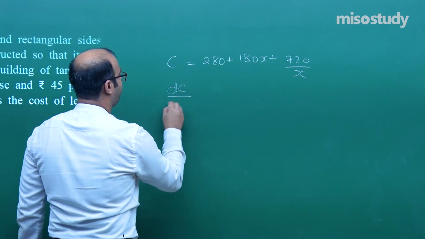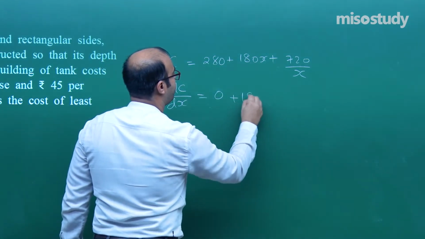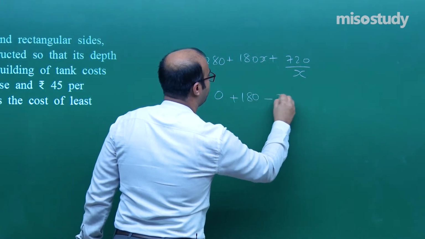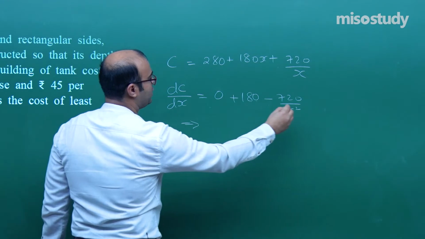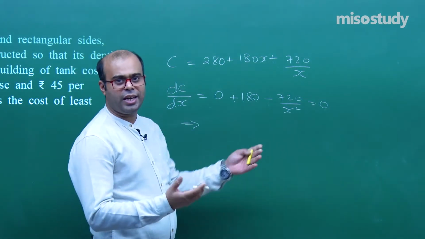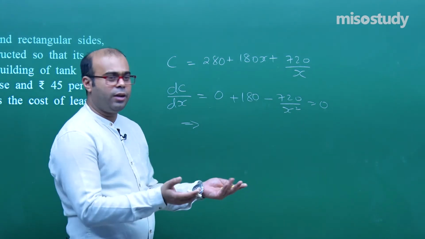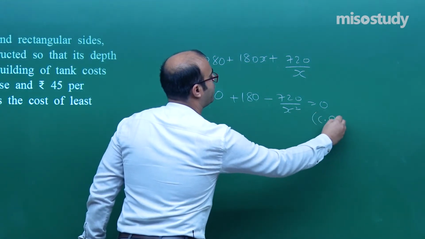For the minimum cost, we will differentiate it with this variable x. This will become 0, this will become 180, this will become minus 720 by x square. So when we equate this term equal to 0, of course this cannot become undefined because x cannot be 0; the length of the base cannot be 0. So you can take only it equal to 0 for the critical point.